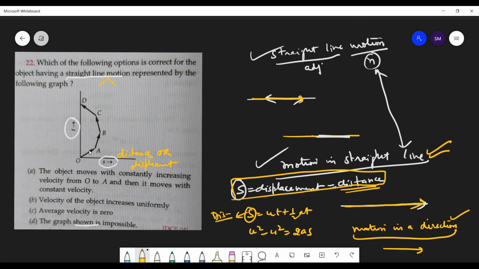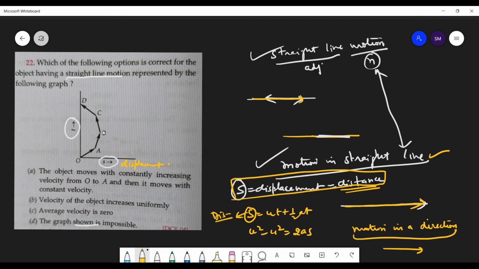Okay. Now tell me why this graph is impossible, even if we are considering distance. Yes. Sir, when we consider it as distance, distance cannot decrease even when the object is at rest. Yes. See, as time is increasing, after this particular time, this distance is decreasing, which is not possible. Okay. So we cannot take this as distance. Yes, sir, understood.